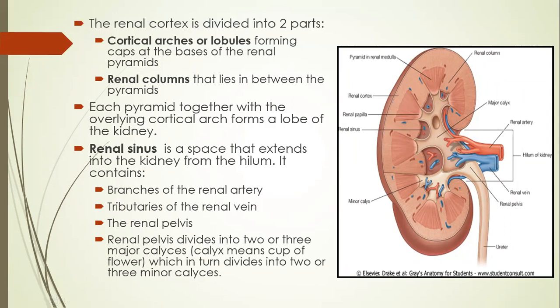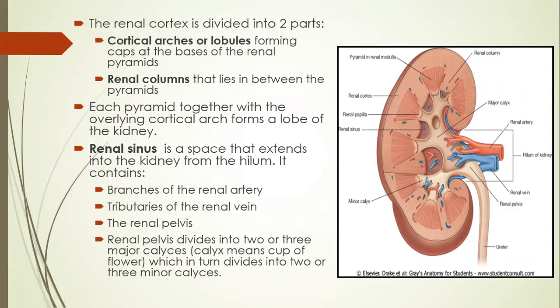Each pyramid, together with the overlying cortical arch, forms a lobe of the kidney. So the kidney has lobes. Each lobe is made up of the renal pyramid with the cortical arch. Cortical arch with the renal pyramid together is called one lobe of the kidney.